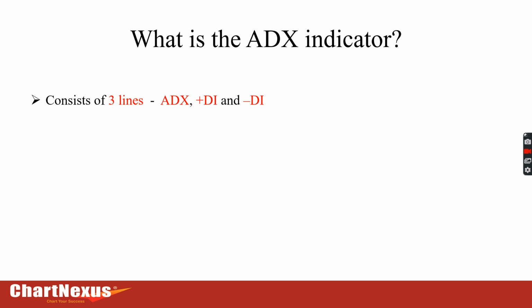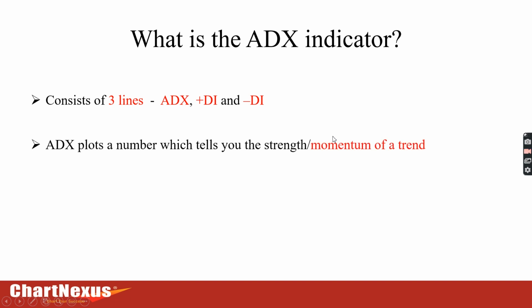All right, so the math behind it is not important. Remember, it consists of three lines. First off, the most important line is of course the ADX line. It's the main character of this indicator. The ADX line plots out numbers, and it oscillates between 0 and 100, and the number tells you the strength or the momentum of a trend. Of course, the higher the number, the stronger the trend or the momentum behind a trend.